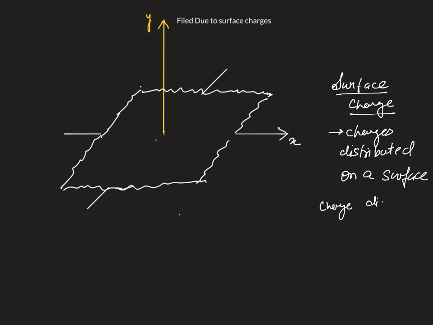Charge distribution. What is a charge distribution? The charge distribution of a surface charge is given as sigma, that is charge per unit area. What area? The surface area.